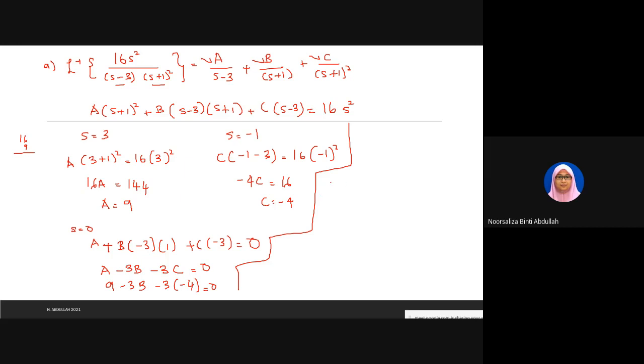Okay, then 3B equals 9 plus 12. Okay, so 3B equals 21. B equals 7. Betul?